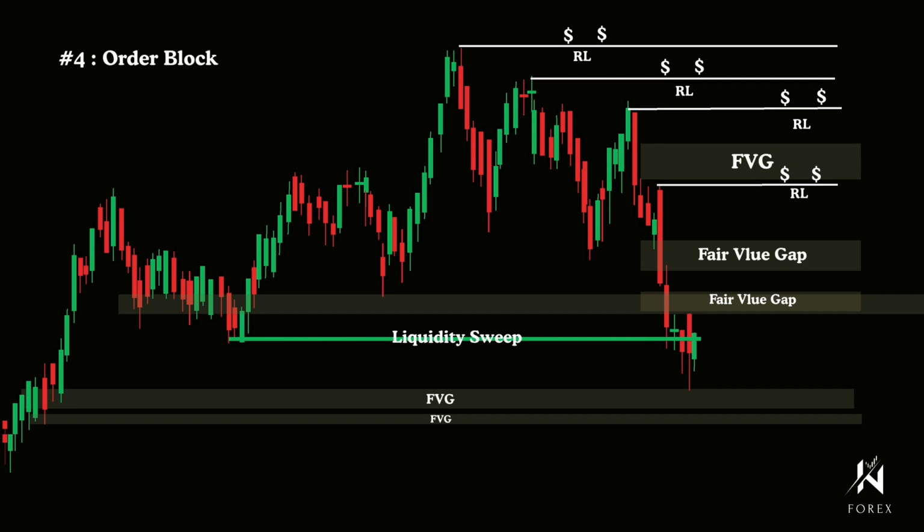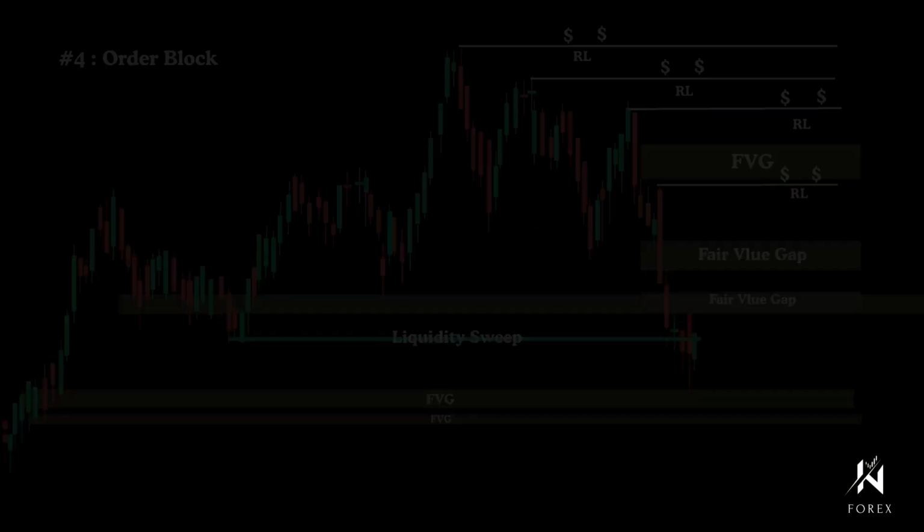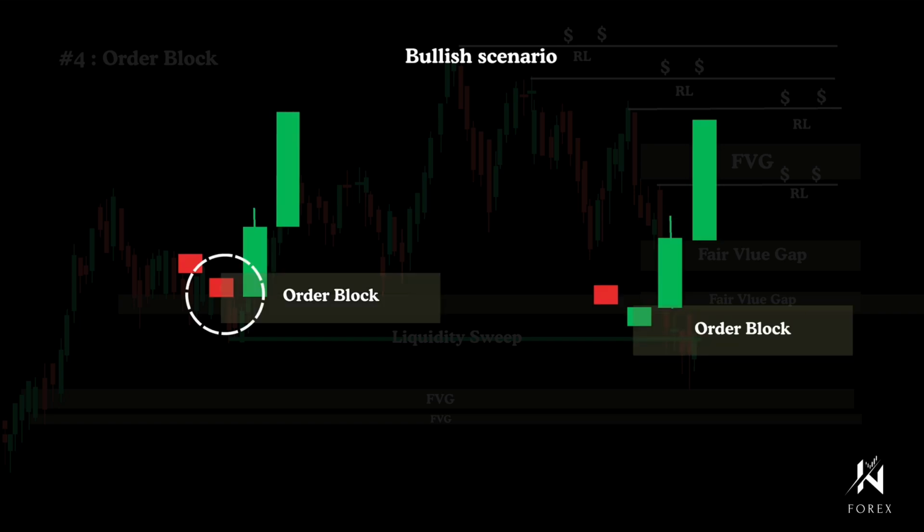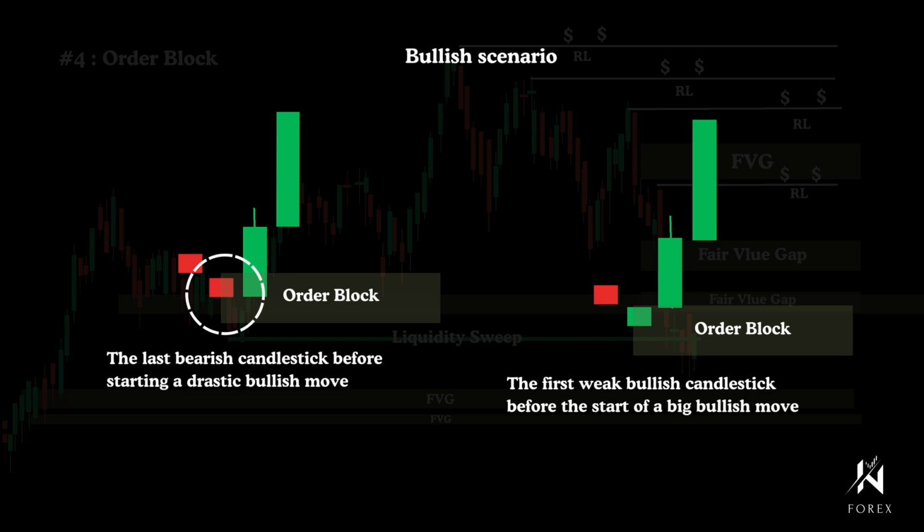Now let's explore how to recognize an order block on a candlestick chart. In a bullish context, the final bearish candle before a strong upward movement is considered an order block, or it could be the initial weak candle preceding a sharp rally. However, for an order block to be valid, a recent break in market structure must occur. This same principle is applicable in bearish setups.